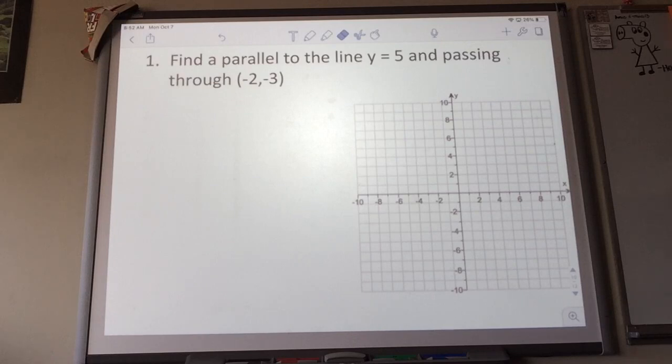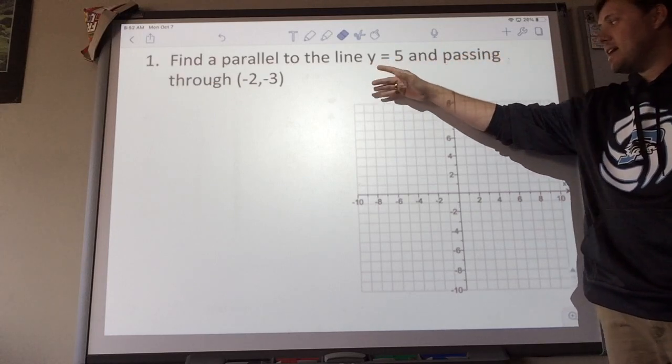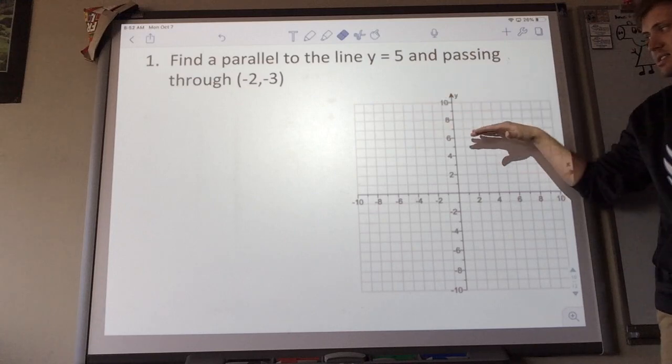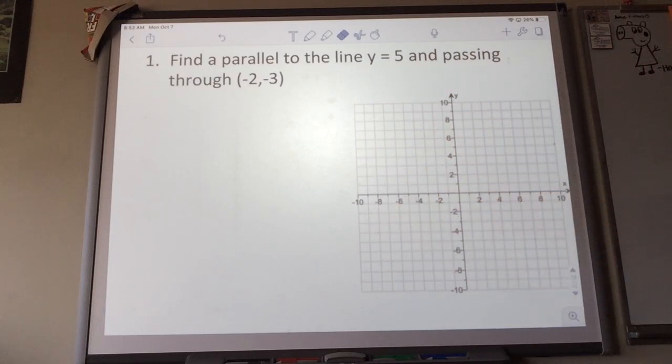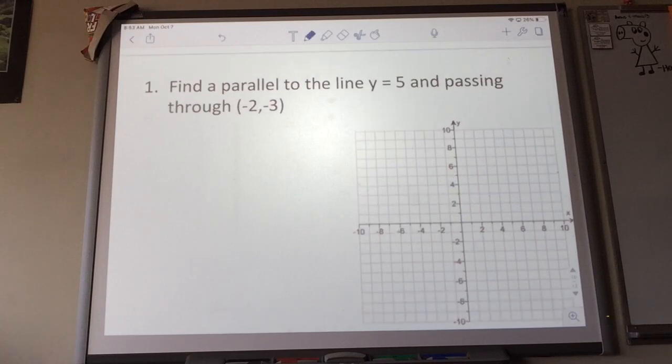Remember, this is the axis it goes through. So if it goes through the y-axis, it is a horizontal line. Okay? So parallel means they have the same slope. Y equals 5 means it's a horizontal line. So we want it to be a horizontal line. It's going to go through the y-axis. So what does our y equal? So there is your answer.